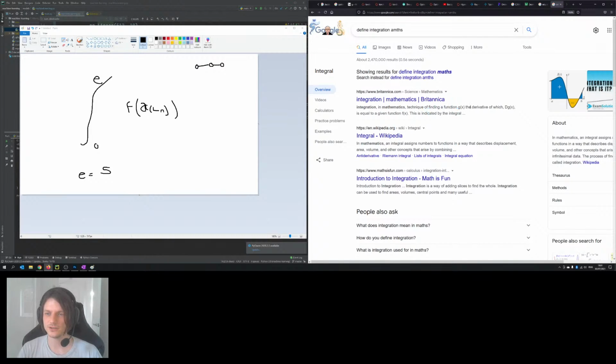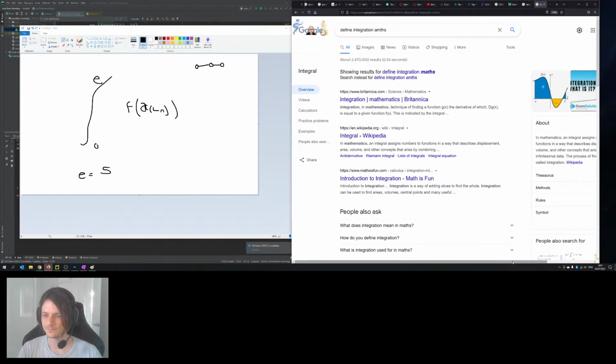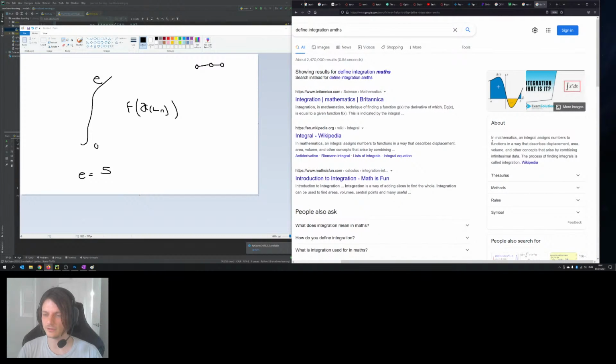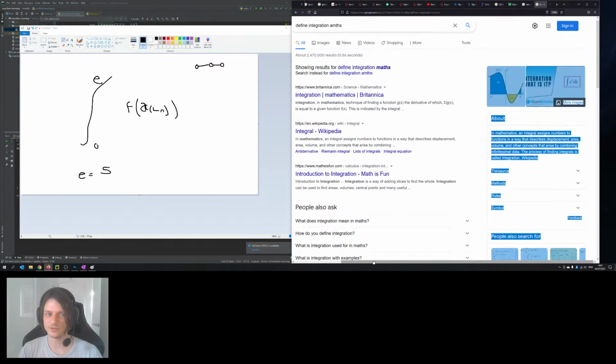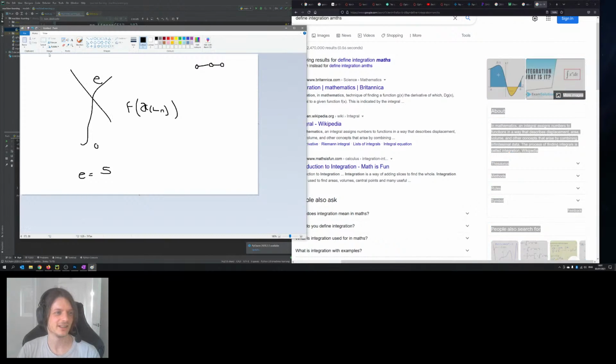Technique of finding a function g(x), the derivative of which, dg(x), is equal to a given function. An integral assigns numbers to functions in a way that describes displacement, area, volume, and other concepts that arise by combining infinitesimal data. The process of finding integrals is called integration. Integral assigns numbers to functions in a way that describes displacement.